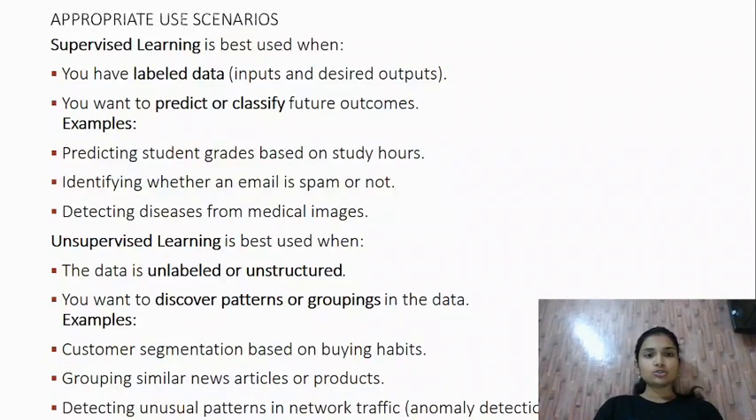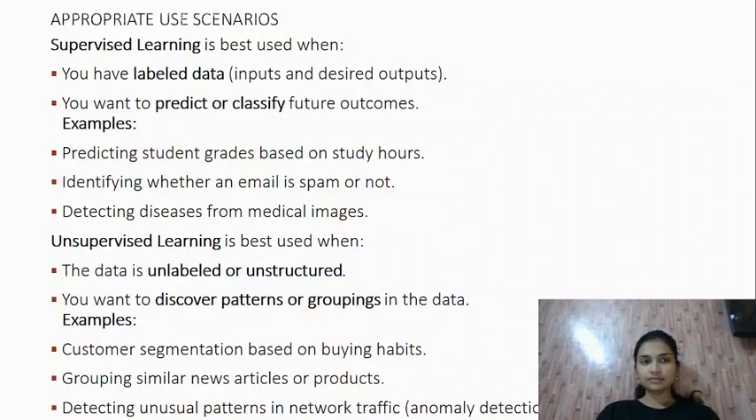Example: predicting student grades based on study hours. Like, how many hours a child studies, and what grades they get, we can predict that. Identify whether an email is spam or not. This is an example of logistic regression. In this, we will get the output in the form of 0 or 1 because we need to identify whether the email is spam or not. Third example is detecting disease from medical images.